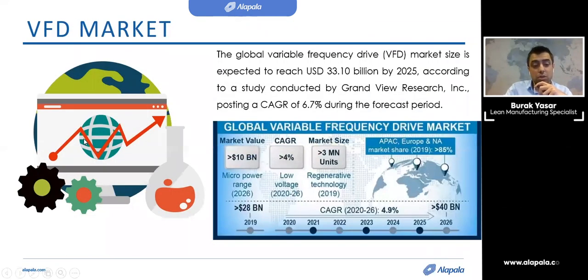Okay. Let's take a look at the VFD market all around the world. The global variable frequency drive market size is expected to reach $33.10 billion by 2025. And what is the reason? Because people know how to save money, and also stringent government regulations mandating the use of energy efficient devices, along with increasing energy prices, are also encouraging development of VFD across multiple market domains. Let's move to our study.